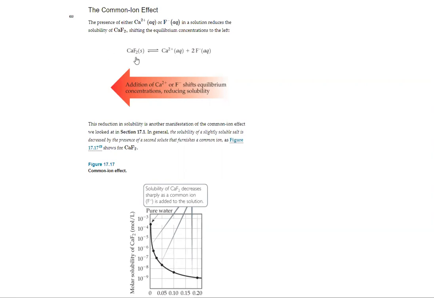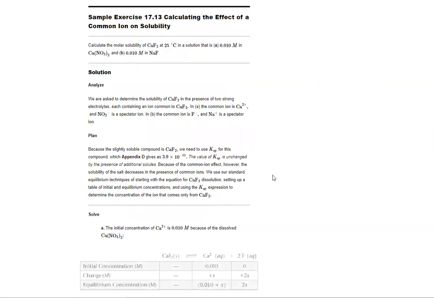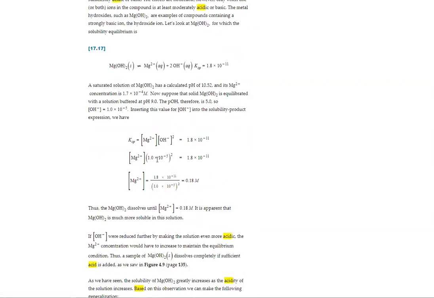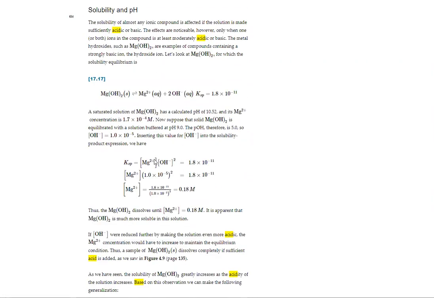So if originally you had half of this dissociating, now because you have the common ion effect, it's going to shift away and increase the rate of the reverse reaction. And now maybe only 30% of it will dissociate. So you see that solubility will be decreased in the presence of a second solute that furnishes a common ion. So common ions make it less soluble. Practice problems there.